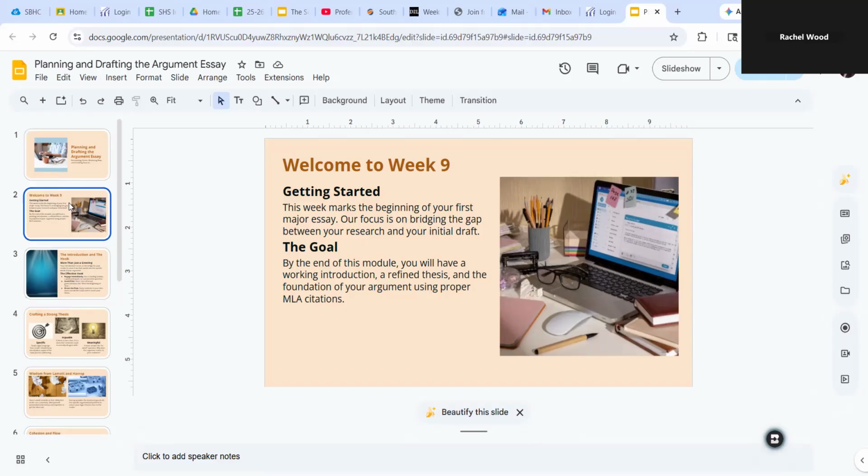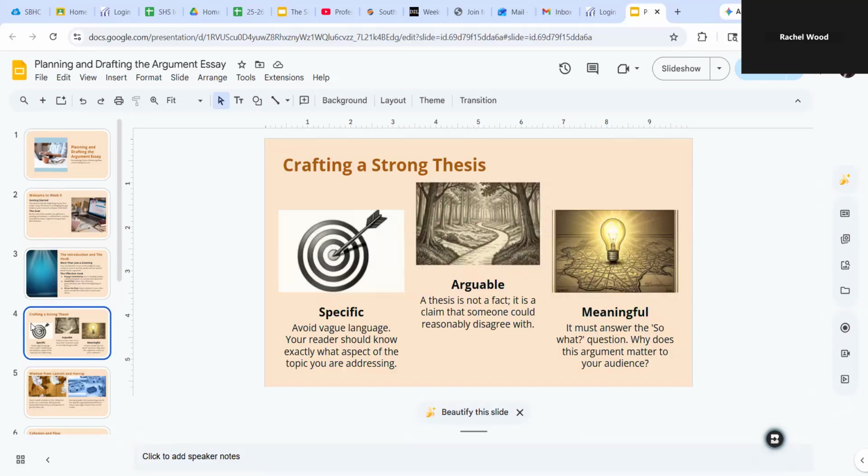So to craft a strong thesis, like I said, I went over that a few minutes ago, it needs to be specific, arguable, and meaningful. Your language cannot be vague. Your reader has to know exactly what aspect of the topic you're addressing. A thesis is not a fact, as I said before. It is a claim that someone could reasonably disagree with, and it has to answer the question, so what? Why does your argument matter to the audience? You can't say something like, this matters because, it can't be completely obvious.